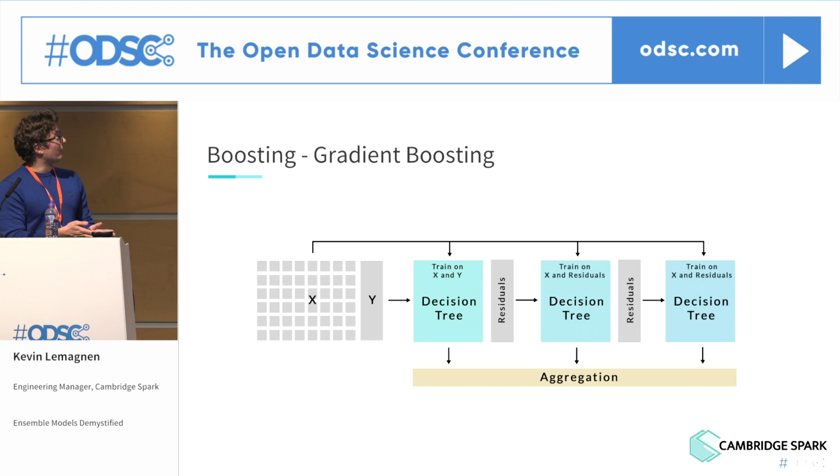And here we have a diagram of how gradient boosting works. So we start with X and Y. We build our first decision tree on X and Y as usual. But the second decision tree will be trained on the residuals of the first one, together with X. Then we compute again the residuals of our first two decision trees together, and we train a new one on it, and we aggregate everything together.